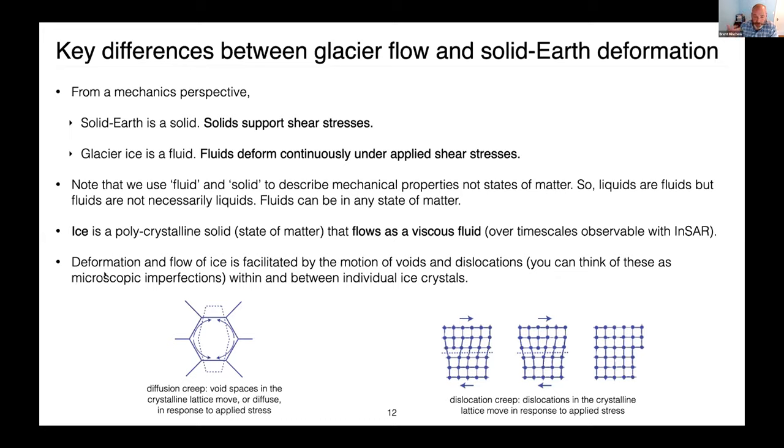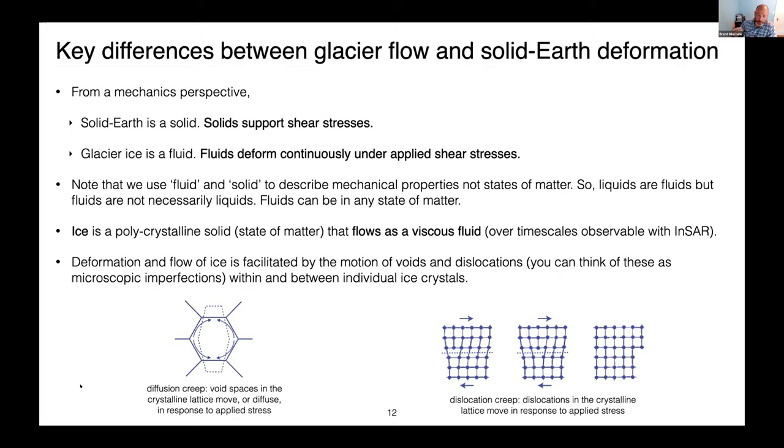Now, the deformation and the flow of ice is facilitated by the motion of voids and dislocations. You might think of these as imperfections at the molecular scale in the material. And these voids and dislocations are able to move within and between individual ice crystals. There are two primary modes of deformation that we'll talk about here today. There are others, but these are just the basic ones.